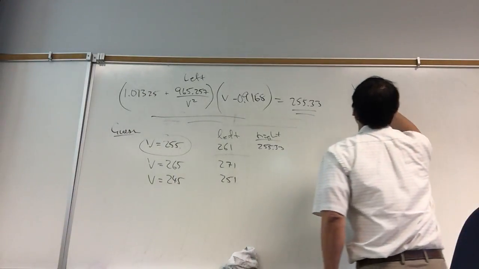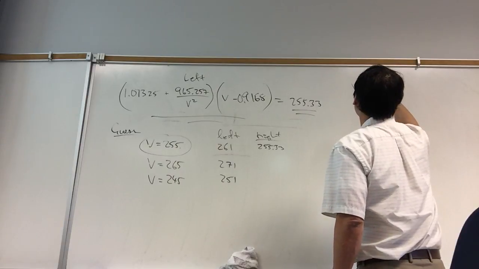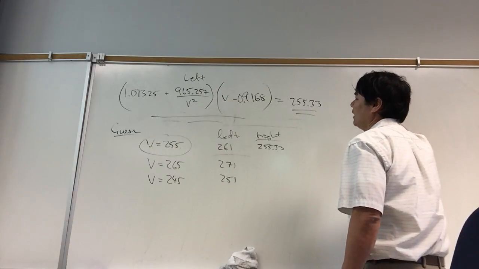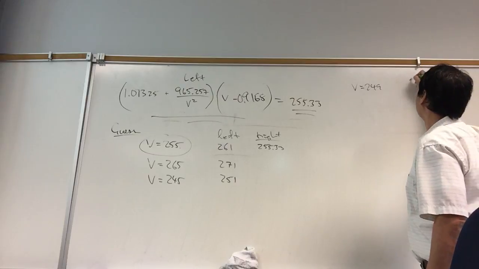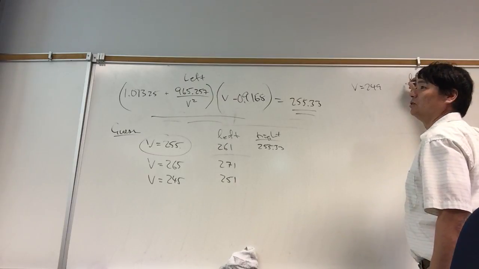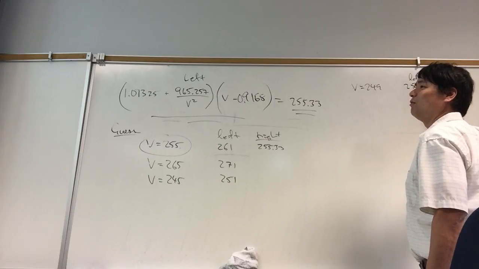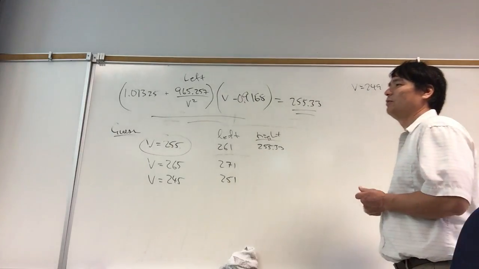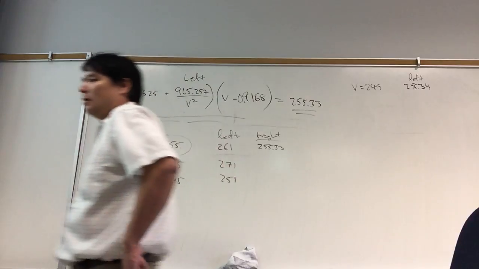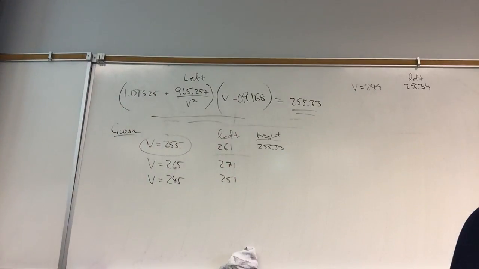At 249, then what we get is we get the left side equal to 255.34. 255.34. All right, is that good enough? 249 liters? Well, it depends on what kind of precision we want in this particular problem.